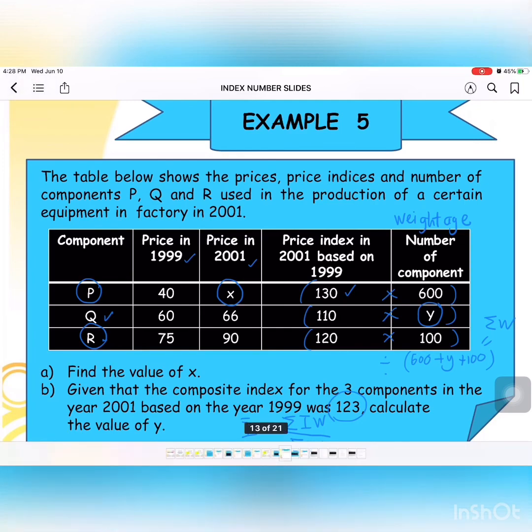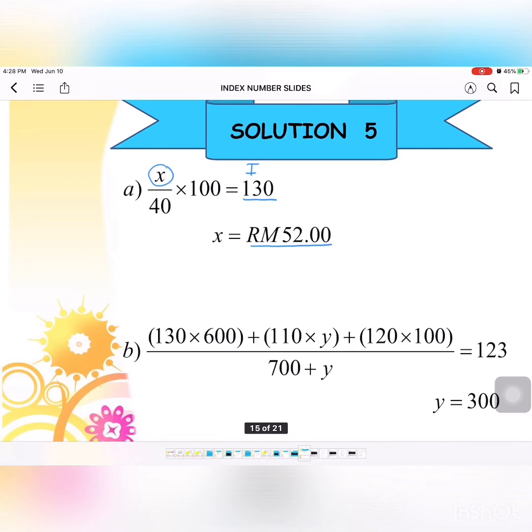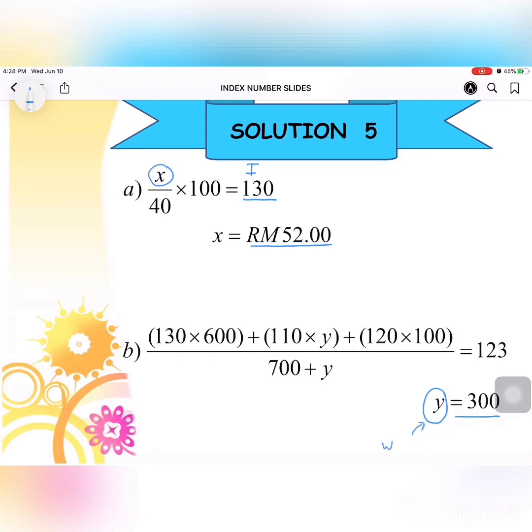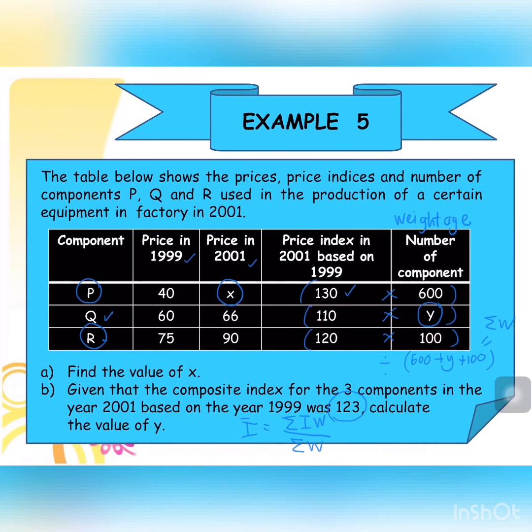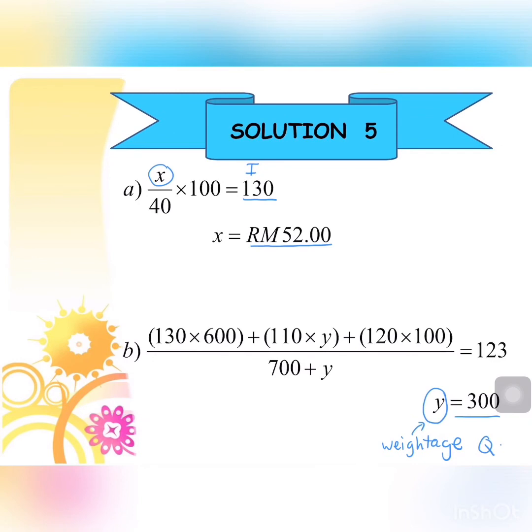So there you go. This is the way to find the value of Y, or the weightage for item Q just now. As easy as that. These are all the examples of the same type of question that will be asked in SPM to find the price or the price index for each item. I hope you can really understand, because this is very simple.